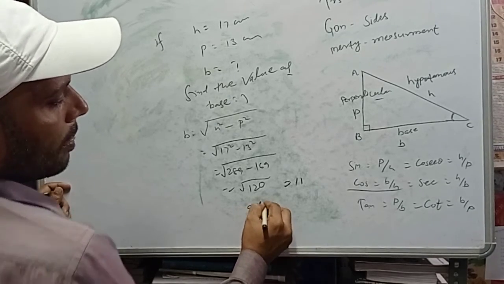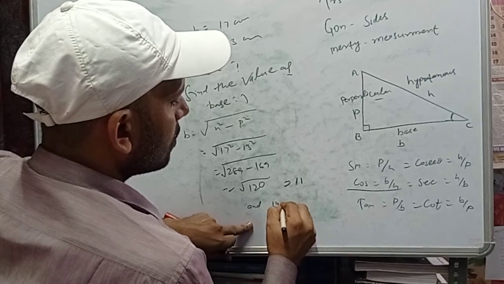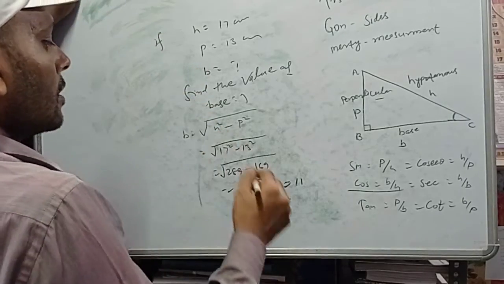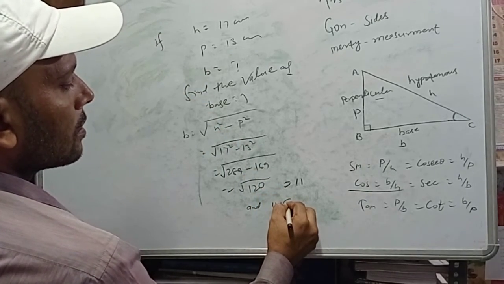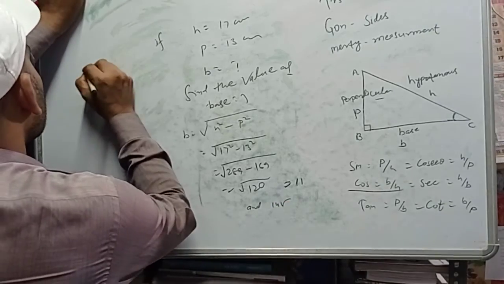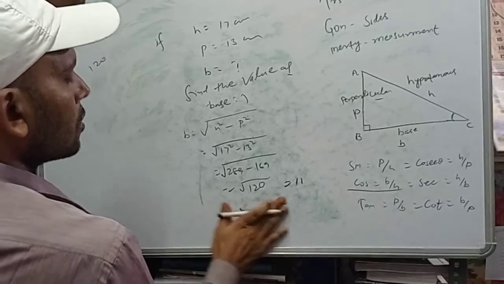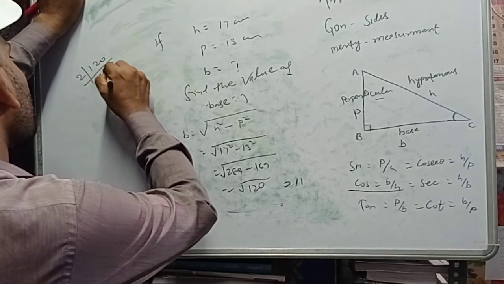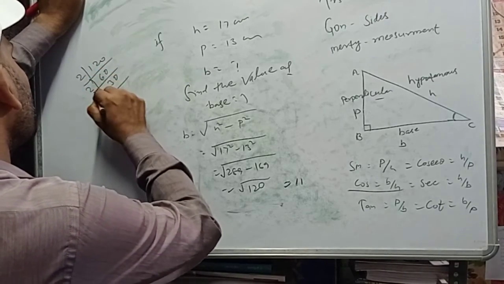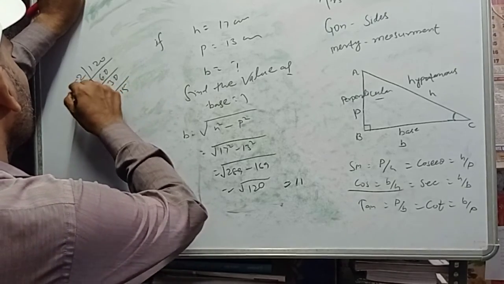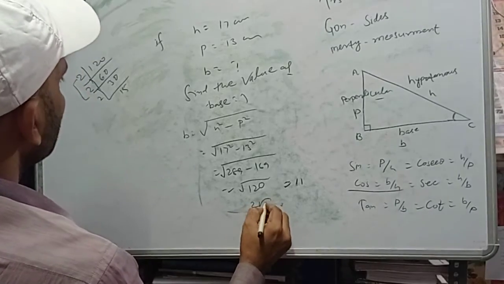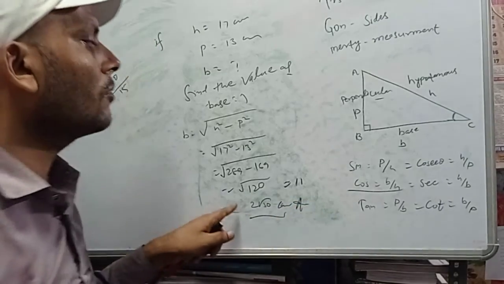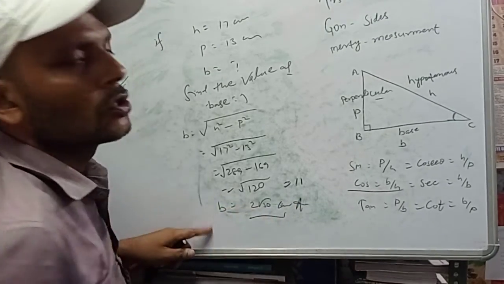Sorry, we will find it this way: 120 is 2 root 30. Then the value of base is equal to 2 under root 30 centimeter.